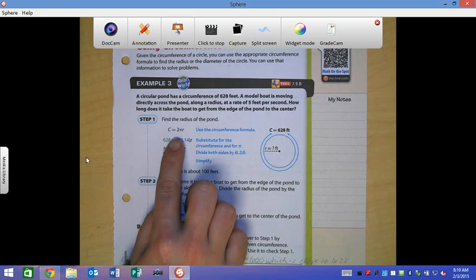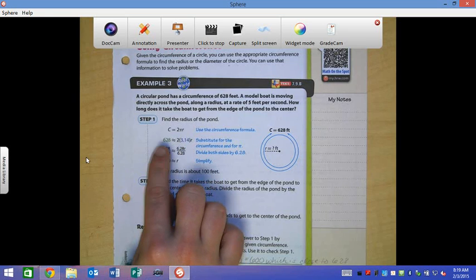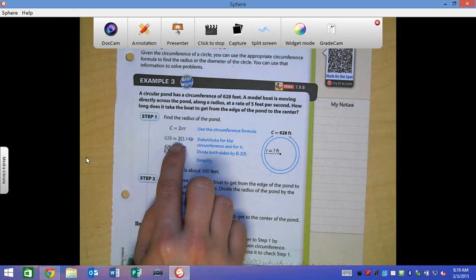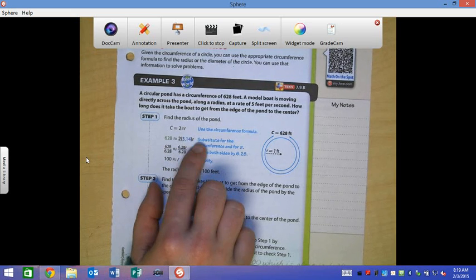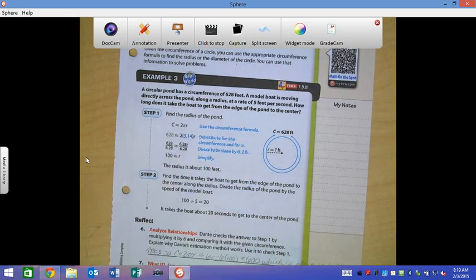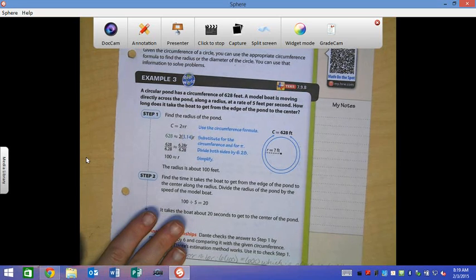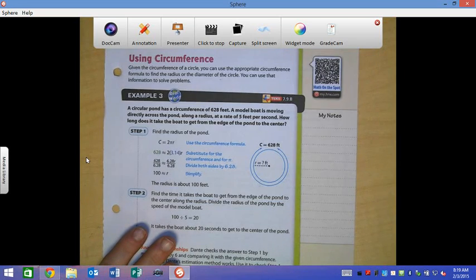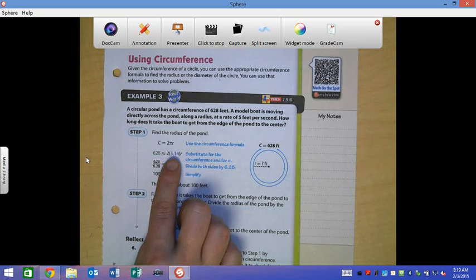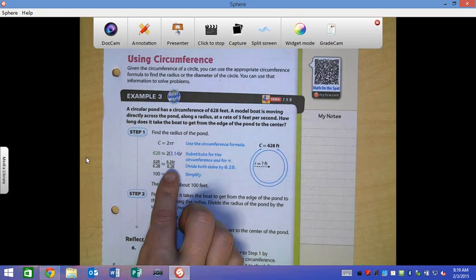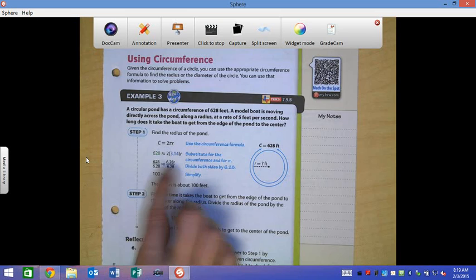So, we're using 2 pi r because we use radius, and we're going to substitute in our numbers. So, we have 628 because they give us the circumference. We have 2 times pi, 3.14, times r. That's what we're looking for. So, here's where our equation solving skills that we learned earlier this year are going to come in handy. When we multiply 2 times 3.14, we're going to get 6.28 times radius equals 628, or is approximately 628.